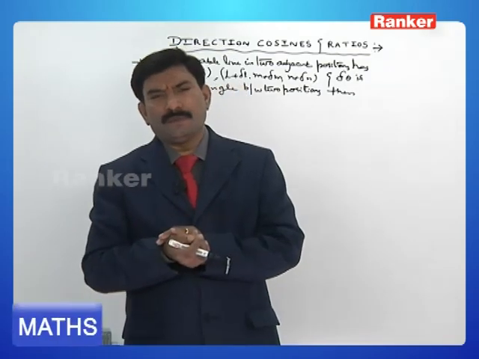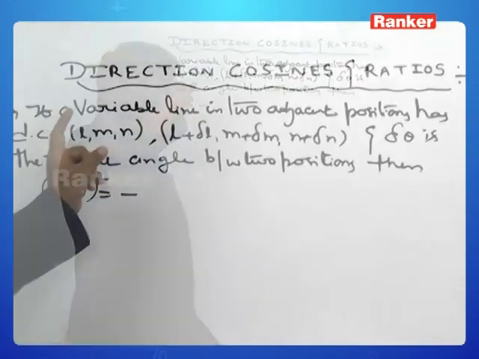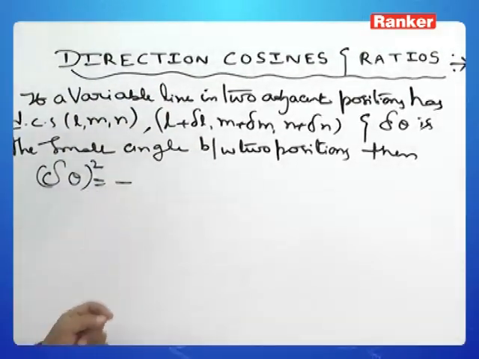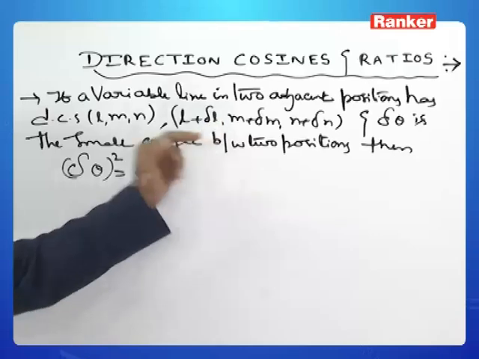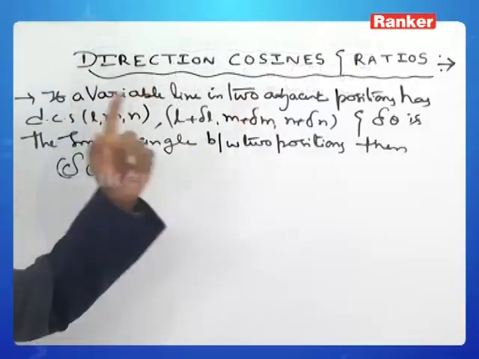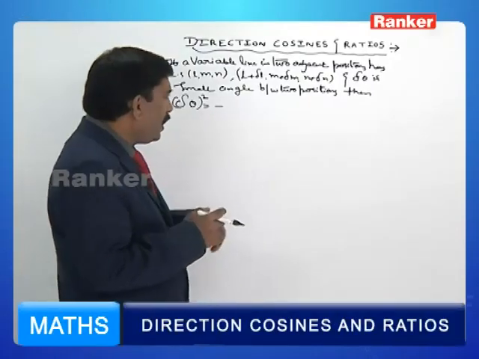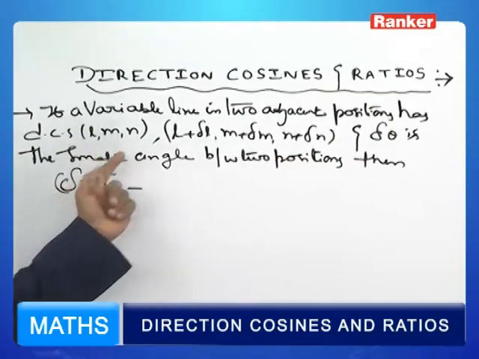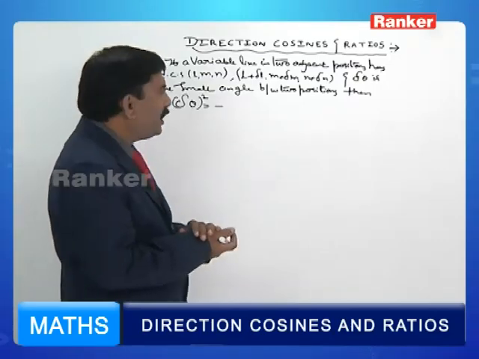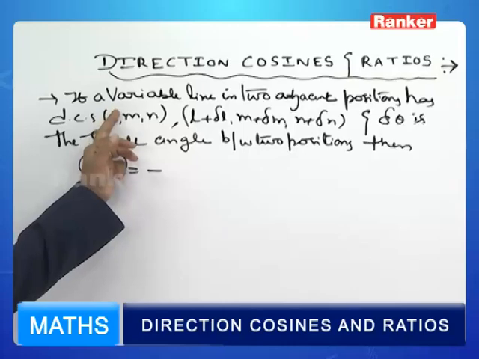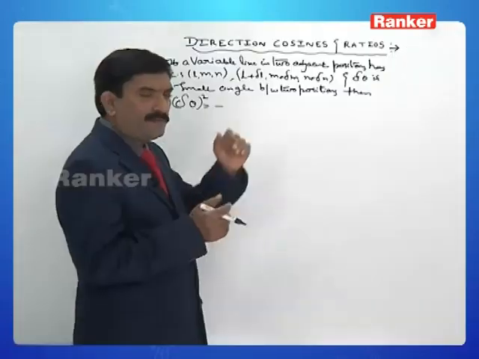Yes, students, let us have a concept-oriented application. What is that? If a variable line in two adjacent positions has DCS l, m, n and l + δl, m + δm, n + δn, these are the DCS of a line in two positions. And δθ is the small angle between the two positions. Then (δθ)² is equal to dash. He has given the variable line has DCS in two adjacent positions. Nevertheless, these are the DCS of a line.